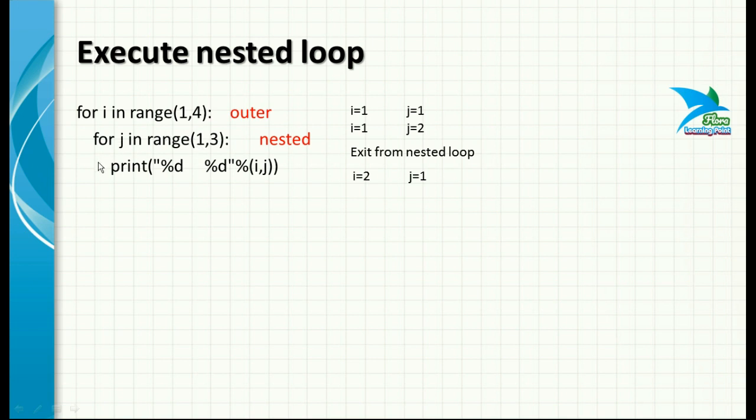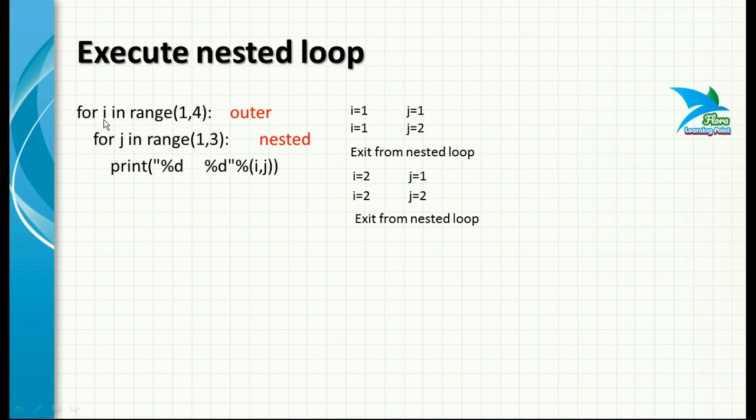Then next j will be incremented by 1, so the value of j will be 2, and when you print this statement again, the value of I is still 2 and the value of j is presently 2. Then after incrementing the value of j, the present value of j is 3. That means the condition is false. Then the control will exit from the nested loop.